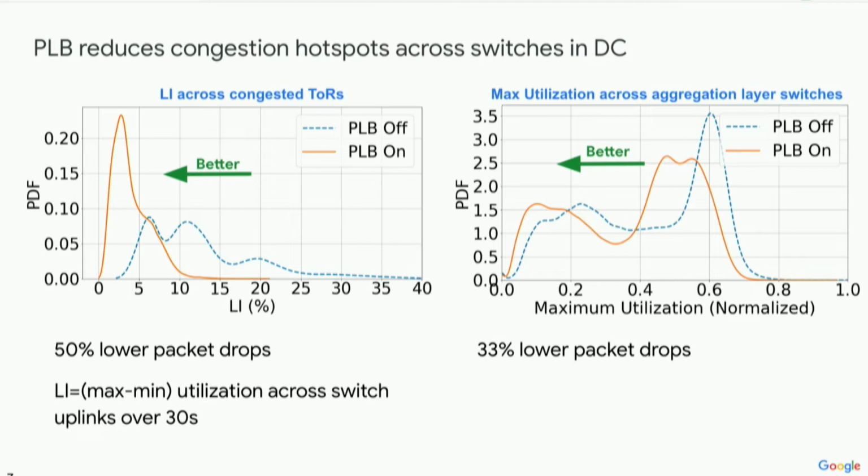As maximum utilization at the switches goes down, that increases the headroom for transient bursts, which can arise as mentioned in yesterday's Jupiter talk. This improvement also led to about 33% lower packet discards at aggregation switches.